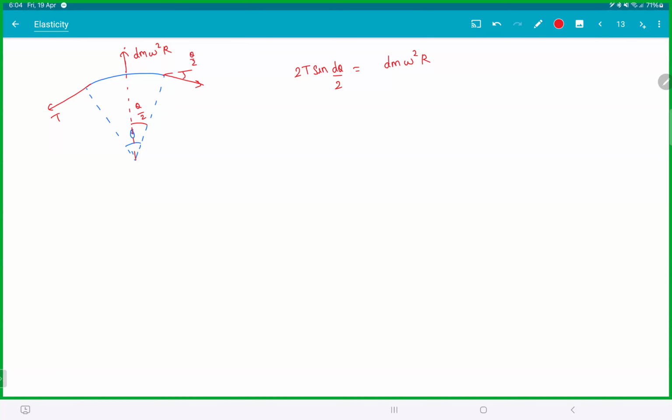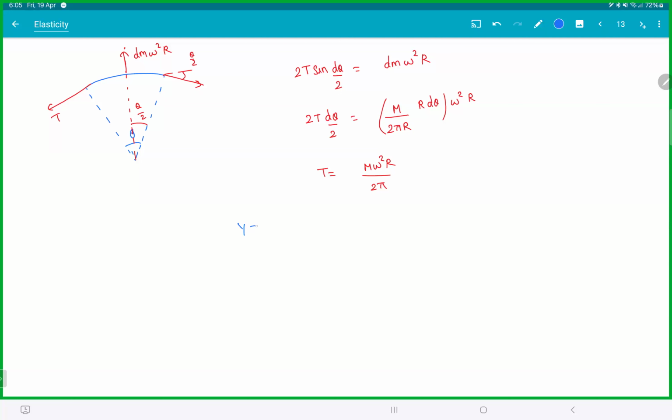And I keep telling you this. If you can derive something in less than 45 seconds, there is no need to remember. If you can't derive in 45 seconds, then remember. For small angles, this will become 2T d theta by 2. And dm is nothing but mass by total length, that is lambda, into r d theta, into omega square r, d theta. Tension will cancel, so T is m omega square r by 2 pi. That's your tension.